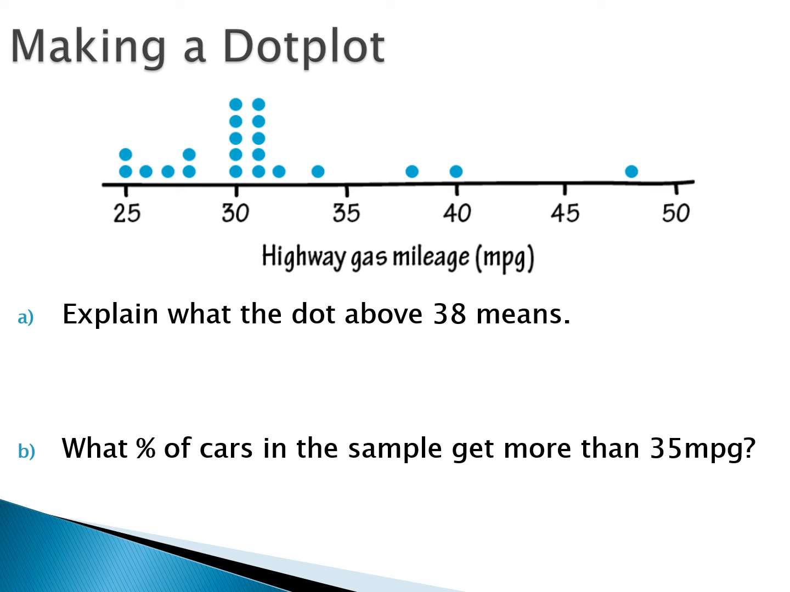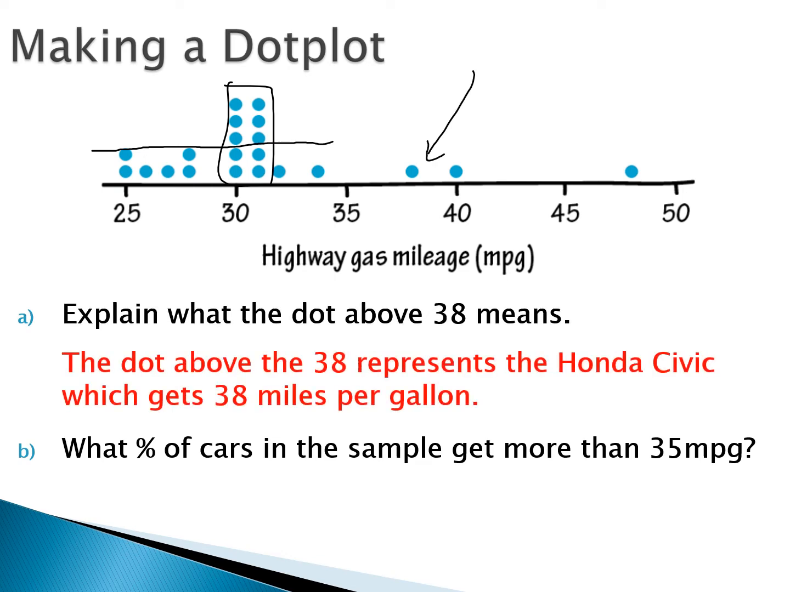And this is what it would look like when it all comes together. If it wasn't clear what I was talking about, anything that has 2 dots here is at that same height. These 5s are at that same height. So explain what the dot above 38 means. It's referencing this dot right here. And that 38 is referring to the Honda Civic, which gets 38 miles per gallon. As always, we want to answer these questions in the context of the problem.